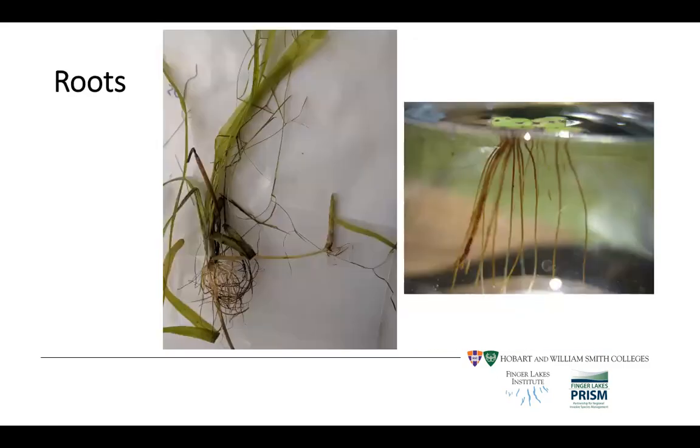So these are the root structures I was kind of talking about. The one on the left is rooted in the sediment normally. I believe that that's eelgrass. And then the one on the right is a duckweed, and that actually is the floating plant. So the roots aren't in the sediment, they're just floating in the water column.